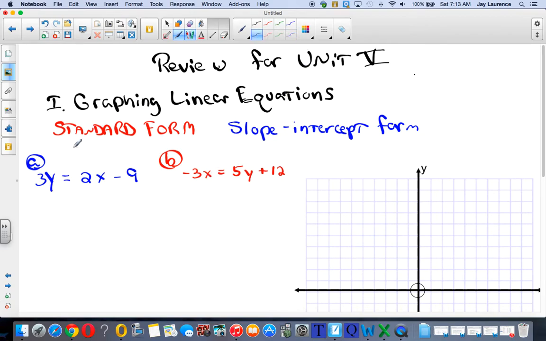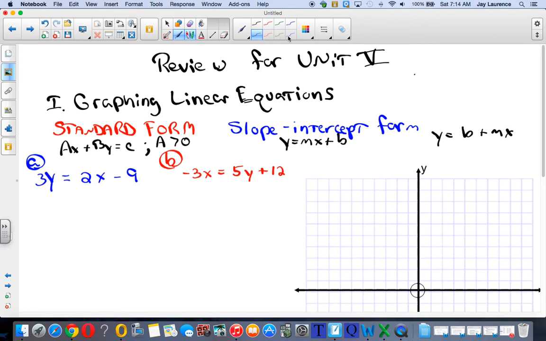Remember that standard form looks like ax plus by equals c, and a must be positive. That's what that means. A must be positive. Slope-intercept form, of course, looks like y equals mx plus b. The y is alone. The coefficient of x is the slope, and the number that's added or subtracted to x is the y-intercept. And of course, it could look like this, and most of you haven't been daunted by that, and I think that's awesome.